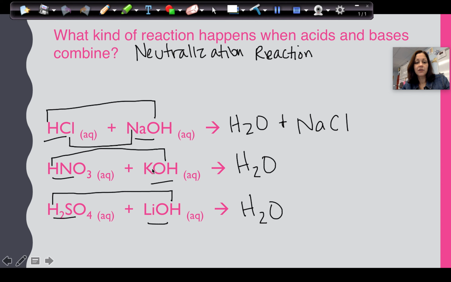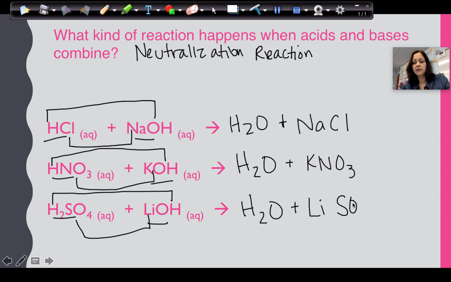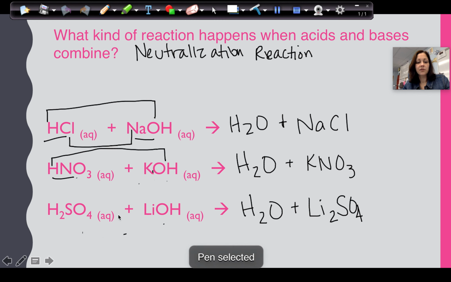K now goes in front of NO3. They have a +1, -1. And Li goes with SO4. Li has a +1, but SO4 has a -2, so that's Li2SO4. For this one, I'm going to erase a little bit so you can see this better. We actually have to balance the equation after the fact. So to get 2 Li's on each side, I put the 2 there. That's 2 H's, 2 Li's, 2 OH's. That means I'd also have a 2 in front of the H2O.